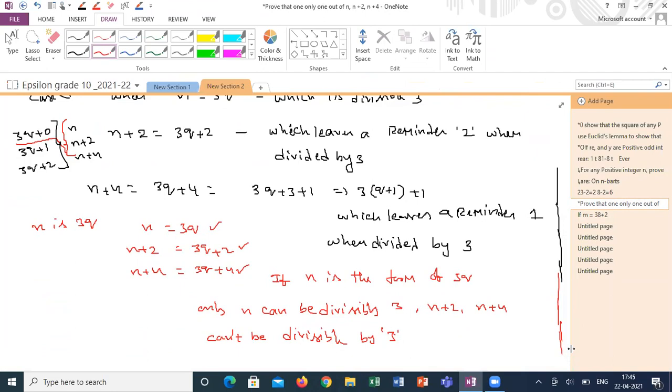So each and every time, we observe one and only one is divisible by 3. Out of the three expressions, either n, or n plus 2, or n plus 4, one and only one is divisible by 3. Am I right? Yes, sir. That is the logic of the question. Shall I go to the next one? Yes, sir.